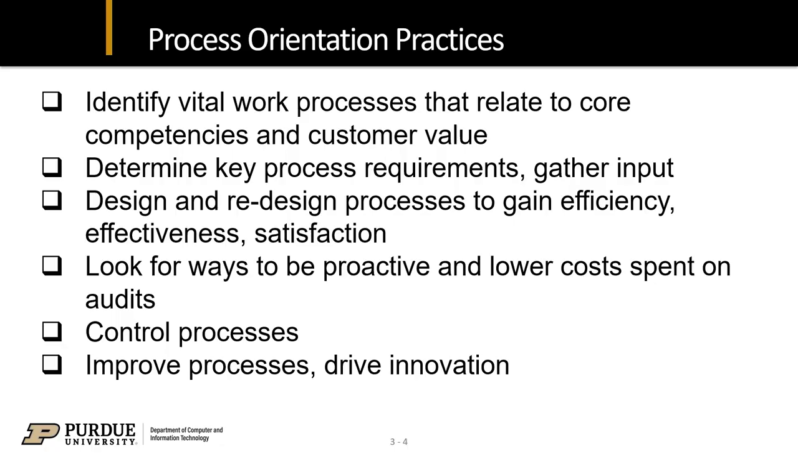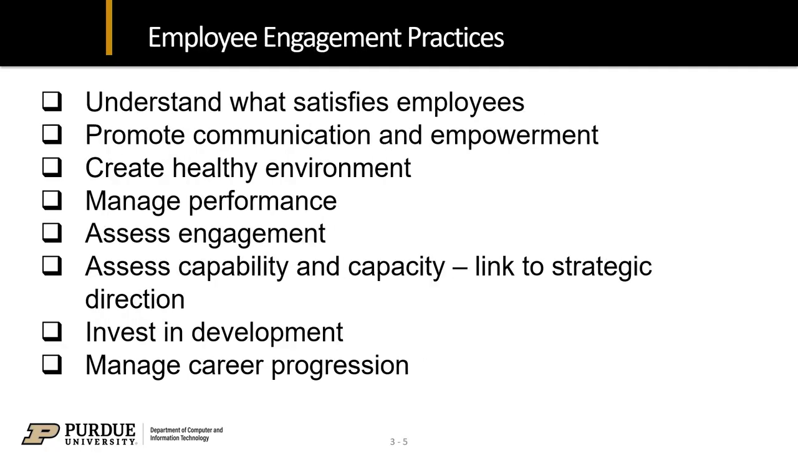Process orientation practices. Identify vital work processes that relate to core competencies and customer value. Determine key process requirements. Gather input. Design and redesign processes to gain efficiency, effectiveness, and satisfaction. Look for ways to be proactive and lower costs spent on audits, control processes, improve processes, and drive innovation. Again, practices when it comes to quality management.